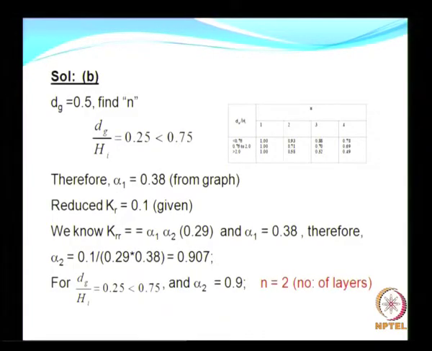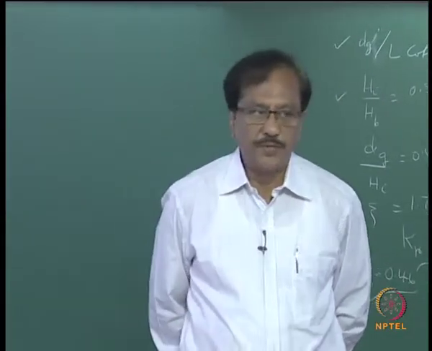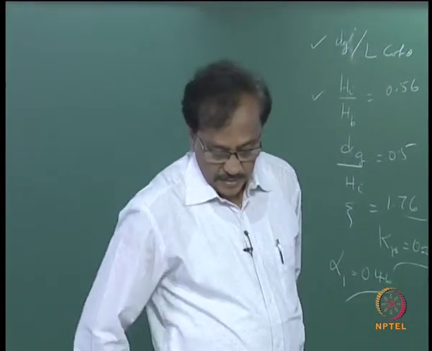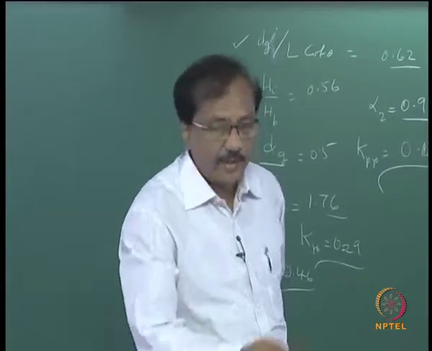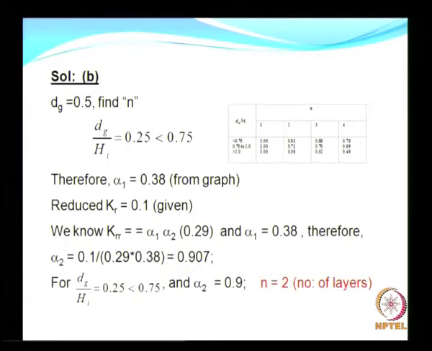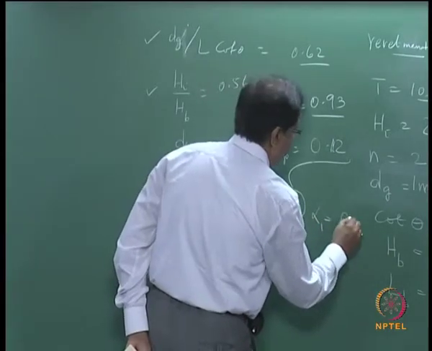So let us follow the same procedure, I do not want to repeat. So for this you calculate dg by hi. dg by hi in this case works out to 0.25 compared to 0.5 in the earlier case. And alpha 1 is picked up from this picture, from this slide, for the corresponding values, and in this problem we have alpha 1 equal to 0.38.